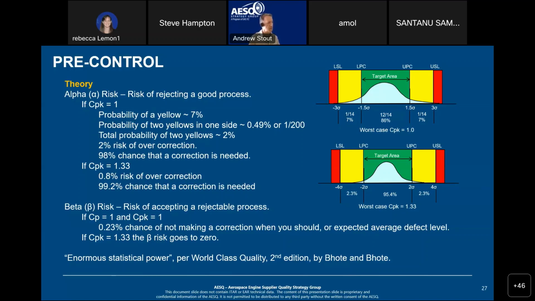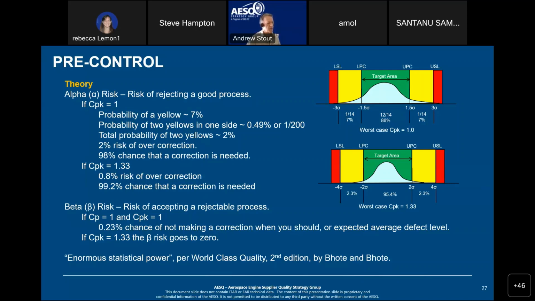So similarly, if the CPK is actually 1.33, the risk is much lower. It's just 0.8% of making an overcorrection. Now, the beta risk is the risk of accepting a rejectable process. What's that mean? Well, if both CP and CPK are at 1, there's a 0.23% risk of not making a correction when you should. All right, so that's the other side, the beta side risk.